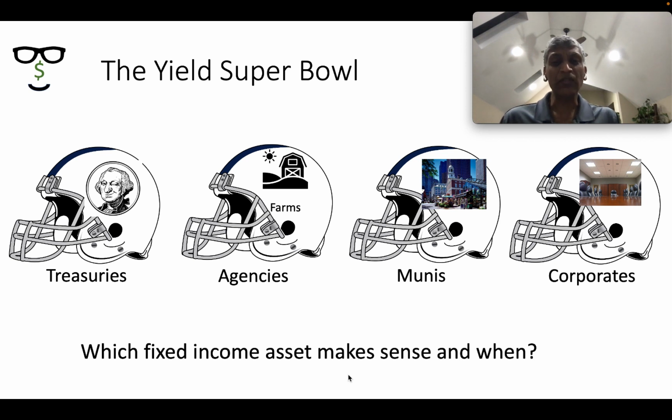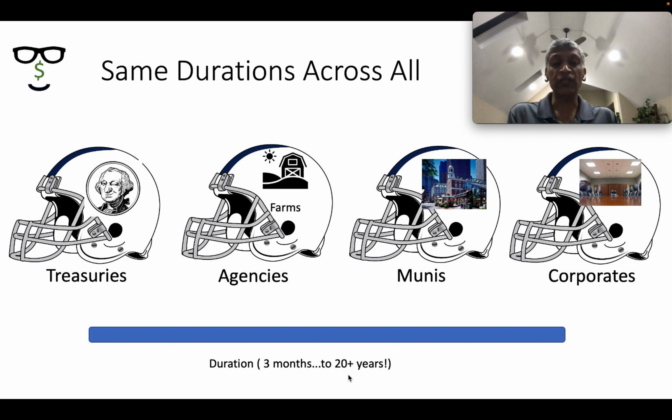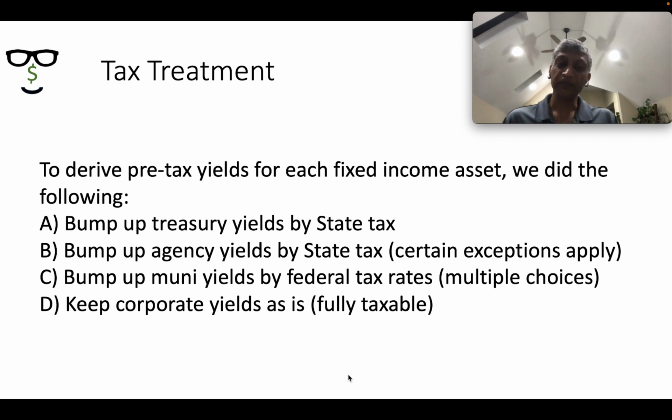So if this is foreign to you, please refresh your memory by watching previous episodes, but we specifically did a couple of things to set up these fixed income assets so we can compare them against each other. What did we do? First, we obviously compared 3-month treasuries with 3-month agencies, and in the rare occasion, 3-month munis if they are available, and so on. And we would then compare each duration only within the same duration across the assets. That's pretty obvious. The next thing we did specific to tax is we said, hey, treasuries do not incur state tax, but they are federally taxable.